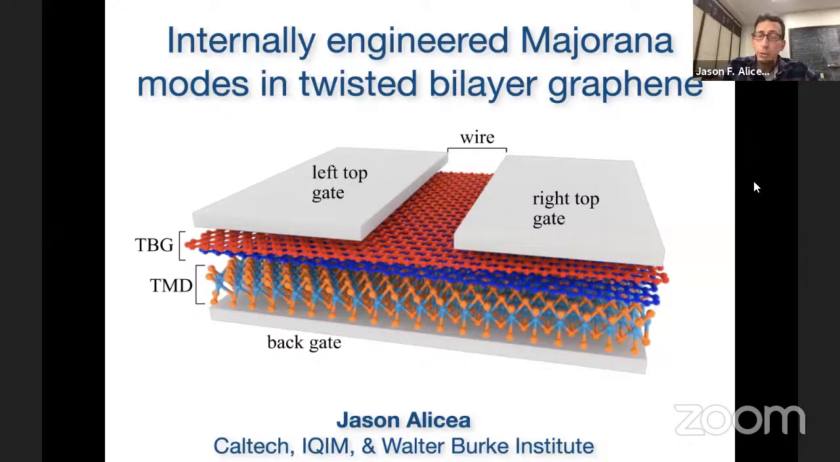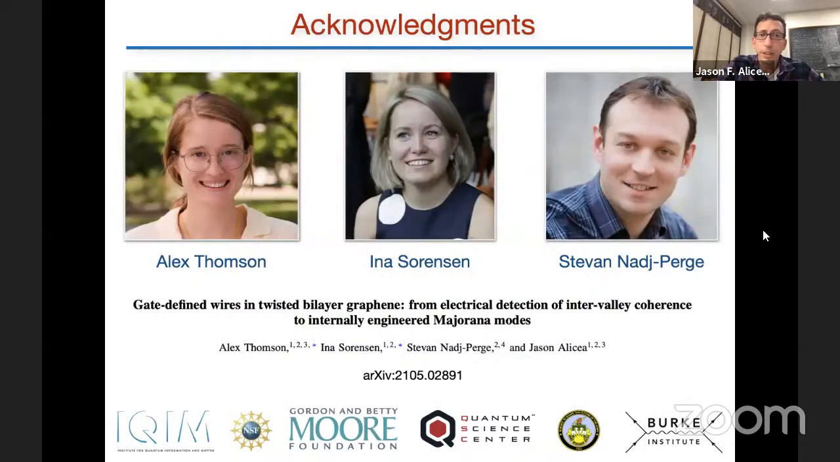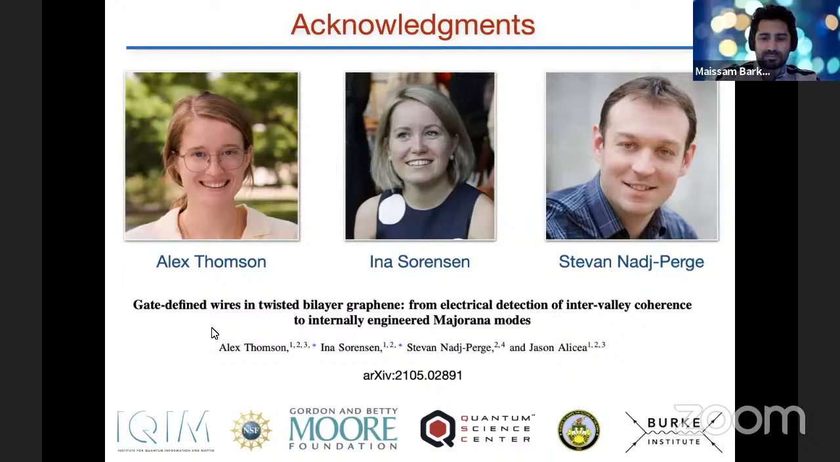And along the way, I'll describe how we can use similar devices to the one I'm showing you here to partially unravel some of the outstanding mysteries of the twisted bilayer graphene phase diagram. So the work I'll be describing was done in collaboration with Caltech postdoc Alex Thompson, Ina Sorensen, and Esteban Najperge. Here's the reference, which actually just appeared, perfect timing, last night on the arXiv.